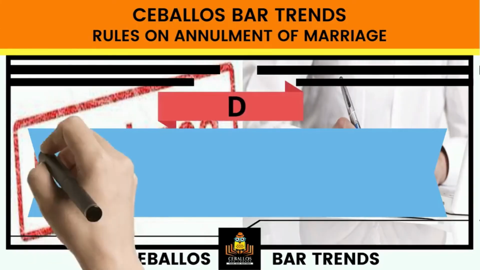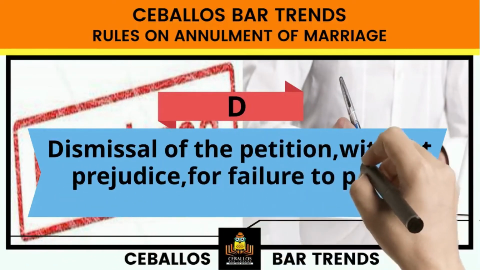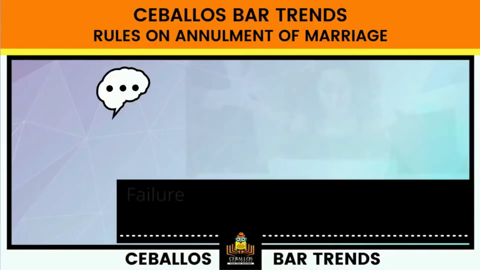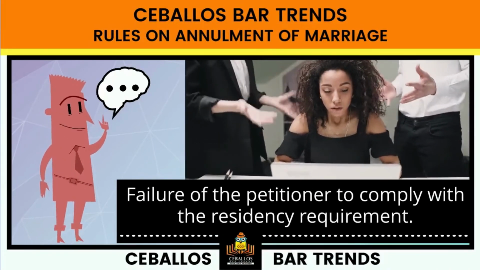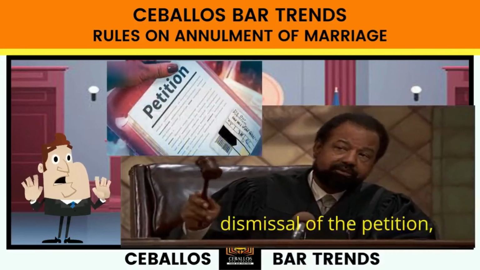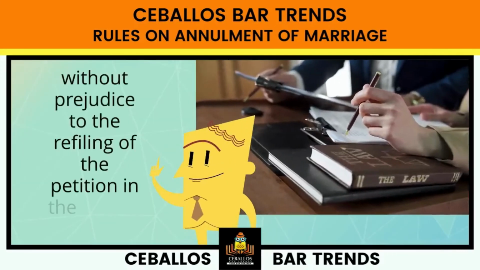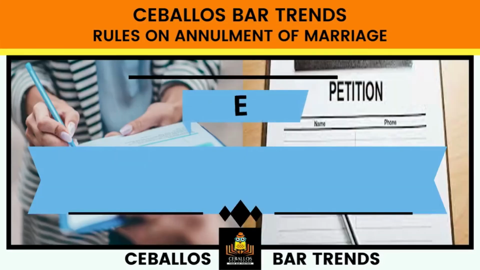D. Dismissal of the petition, without prejudice, for failure to prove residency. Failure of the petitioner to comply with the residency requirement shall be a ground for the immediate dismissal of the petition, without prejudice to the refiling of the petition in the proper venue.